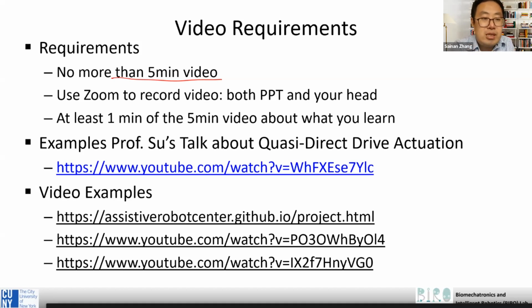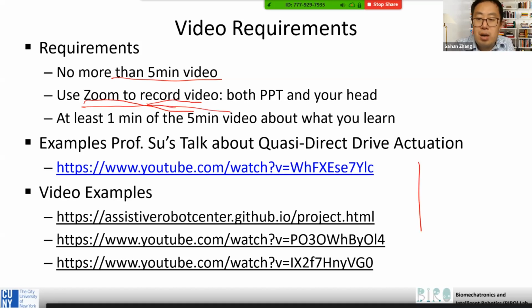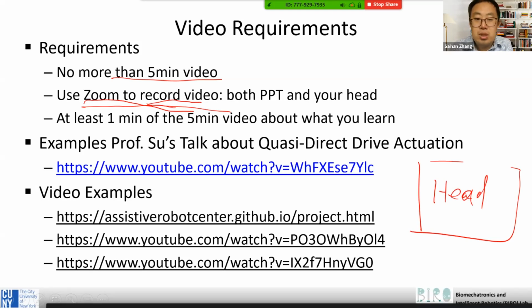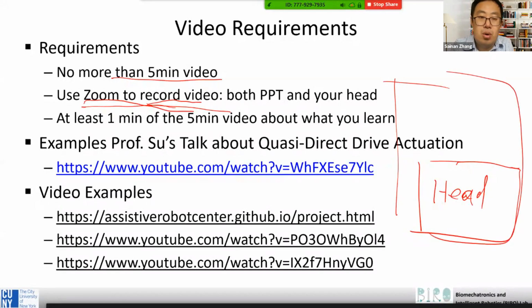One way to do this, you can use Zoom, like what you see from my video, right? You have a Zoom presentation, and here is your head, something like this, right? I'm not doing that good because I'm doing so many things right now. But generally, we want you to show your head here because we want to see which person is presenting. Ideally, there's one configuration that I think you can make this head even bigger. I will send you some instructions about that.